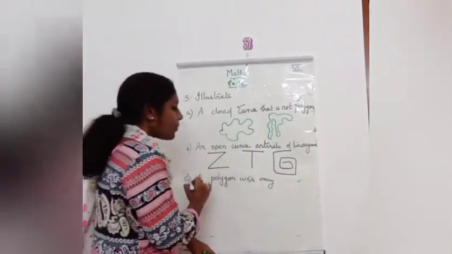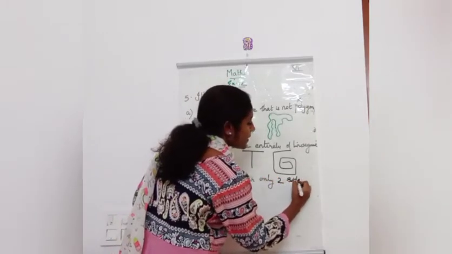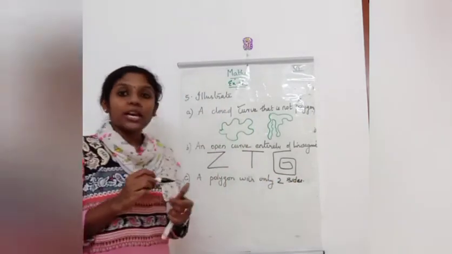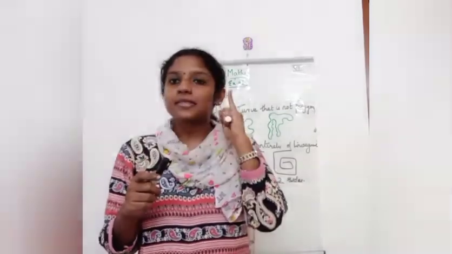Second, third question, a polygon with only two sides. You have to draw a polygon with only two sides. Polygon means it is made up of line segment and it is closed.